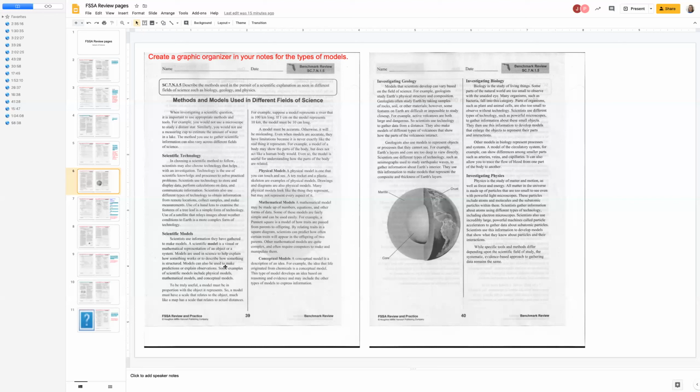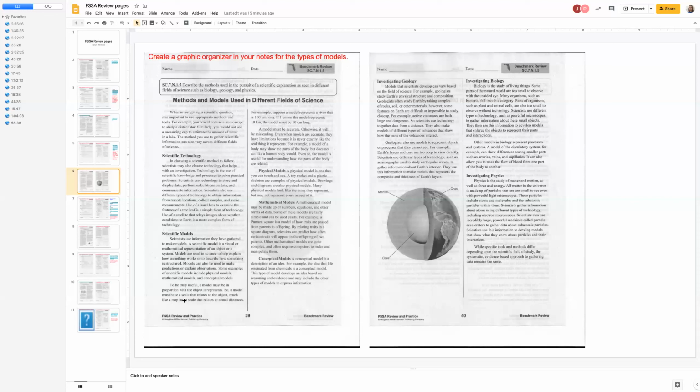Models can also be used to make predictions or explain observations. Some examples of scientific models include physical models, mathematical models, and conceptual models. So now you're going to be learning about those 3 types of models. So this could be where you add 3 sections to your notes and label them each one of these different types of models.